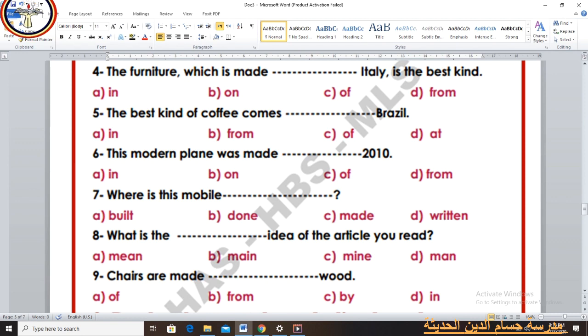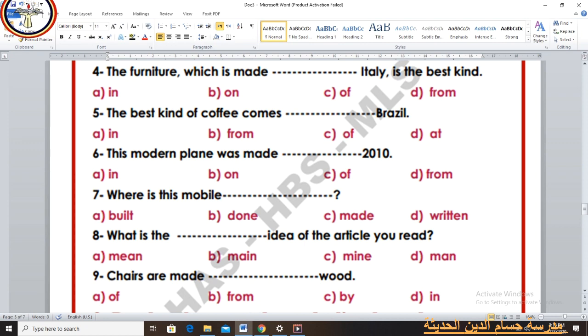Number 5: The best kind of coffee comes blank Brazil. Yes, Heba? Very good. From. Number 6: This modern plane was made blank 2010. Yes, Mariam? Was made of.